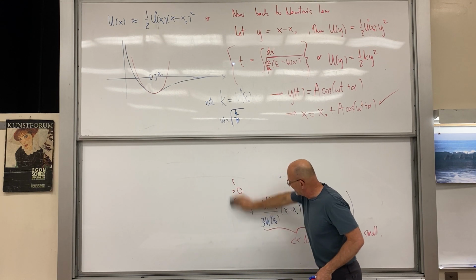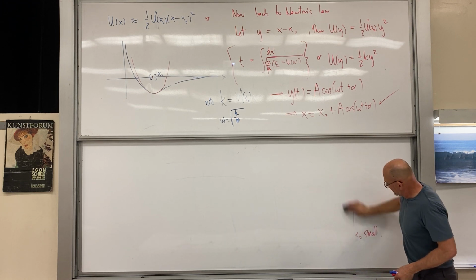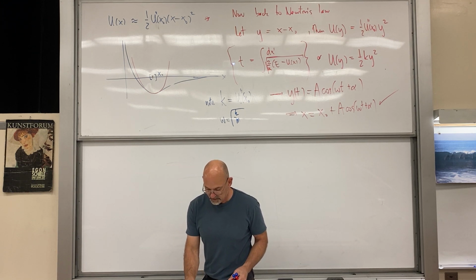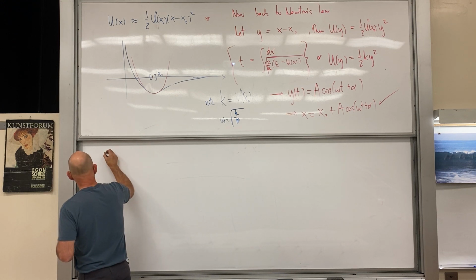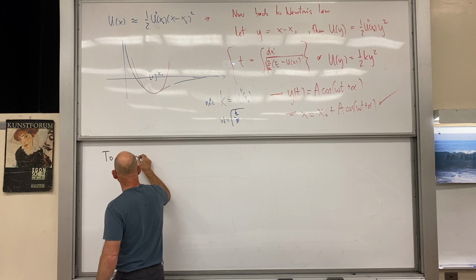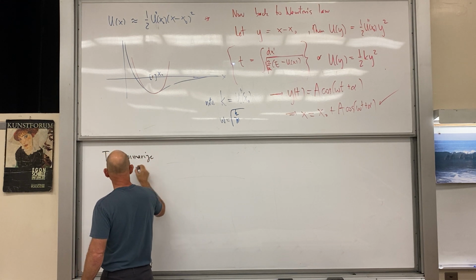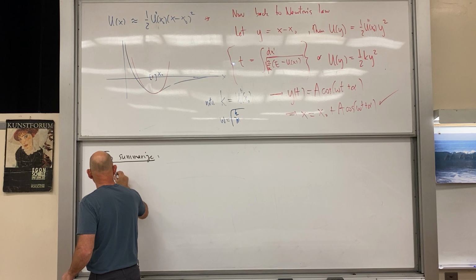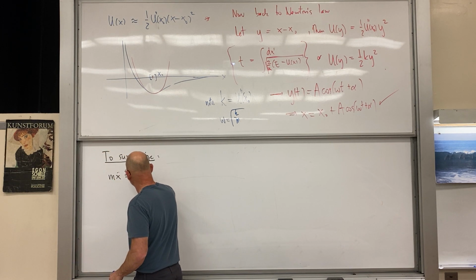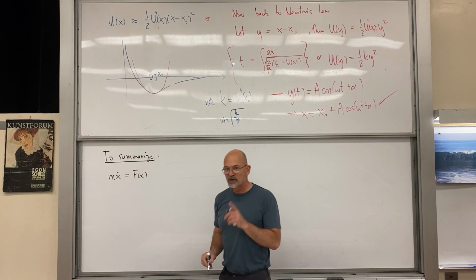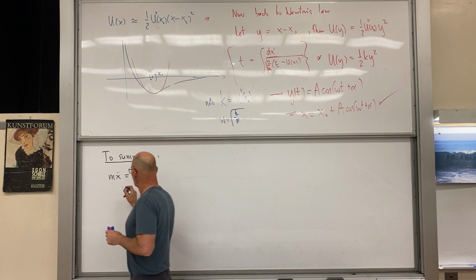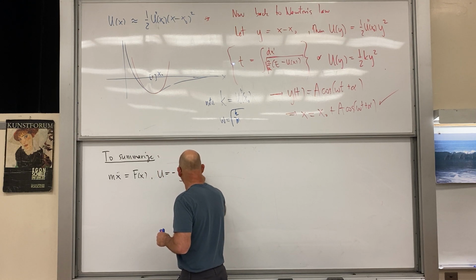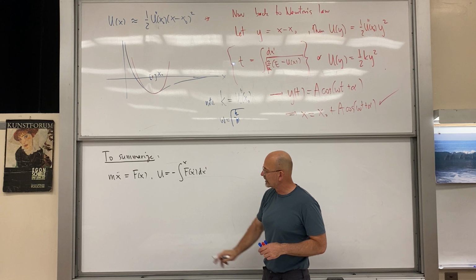So maybe I'll write a summary of this whole thing now. Let's see, what would a summary look like? Summarize. We started out with Newton's law. We had either a potential energy U equals minus the integral of f of x dx prime, like that. Okay, so we have potential energy.